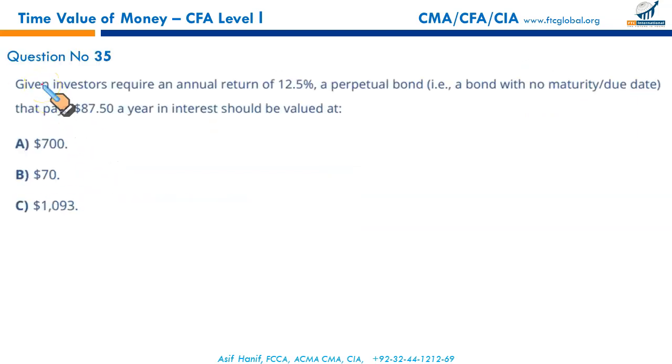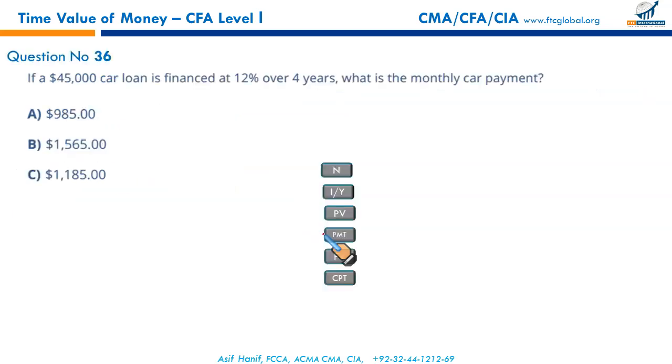Alright, next. Given investors require an annual return of 12.5%, a perpetual bond, a bond with no maturity or due date that pays 87.5 per year in interest, should be valued at... it's the present value of perpetuity, it's equal to the return divided by the rate, and it's a straightforward question. $87.5 divided by 12.5% will give you $700, and this represents the present value of the perpetuity. That makes A the correct option. Straightforward questions, yes.